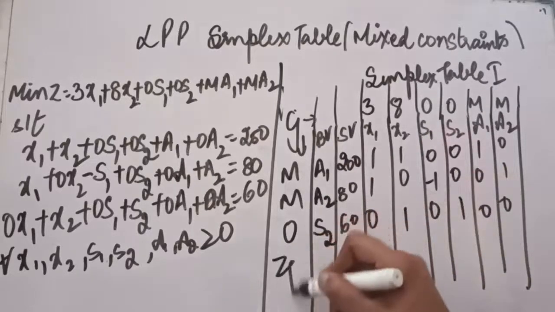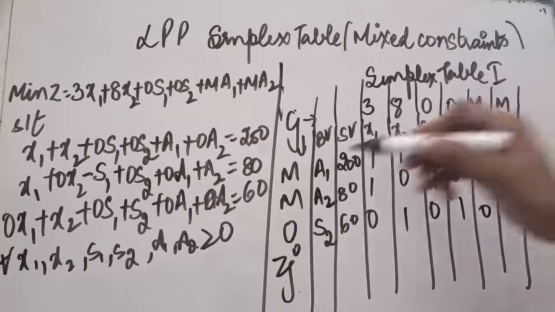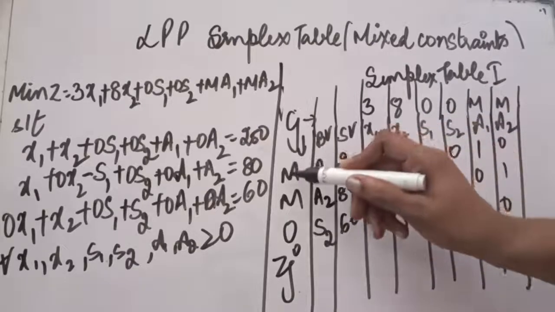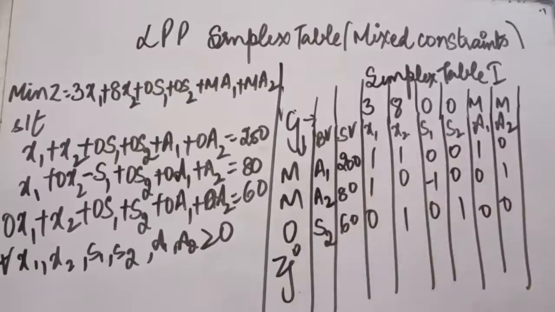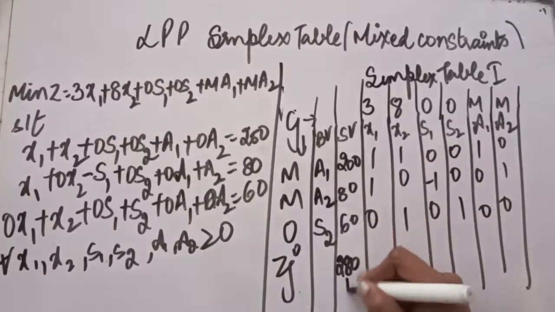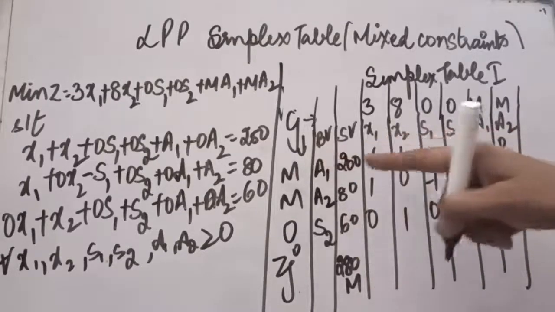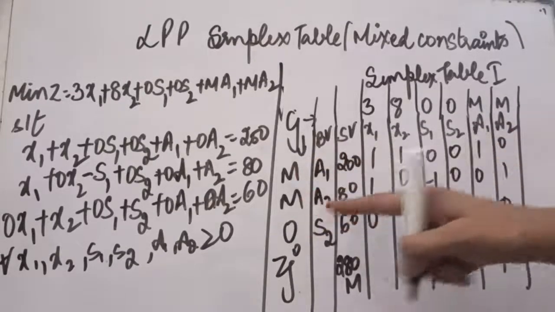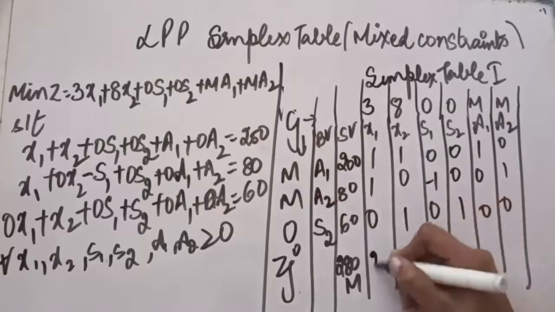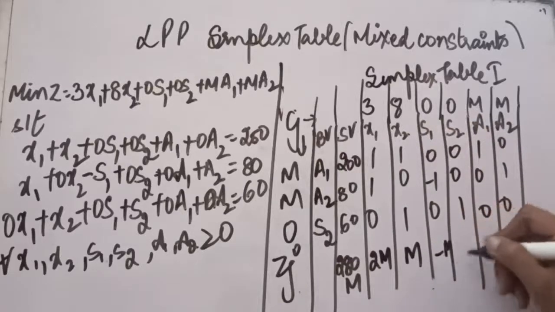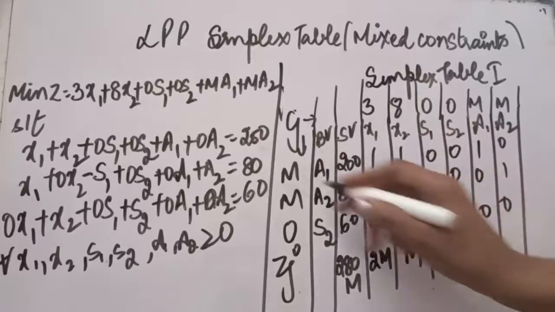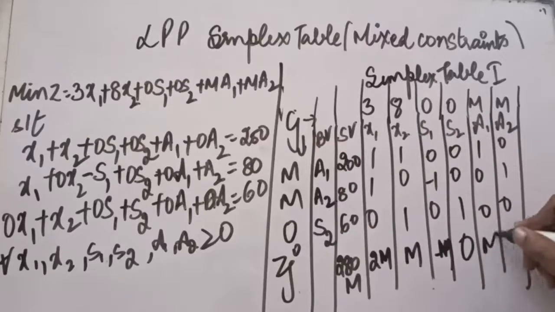Next will be the calculation of Zj. How do we calculate Zj? Outside value into inside value. M into 200 plus M into 80 plus 0 into 60, so this will be 280M. Next is M into 1 plus M into 1, 0 into 0, so this will become 2M. M into 1, M into 0, this will be M minus M. Next will be 0. Next will be M and M. So once we have this, now we can calculate Cj minus Zj.